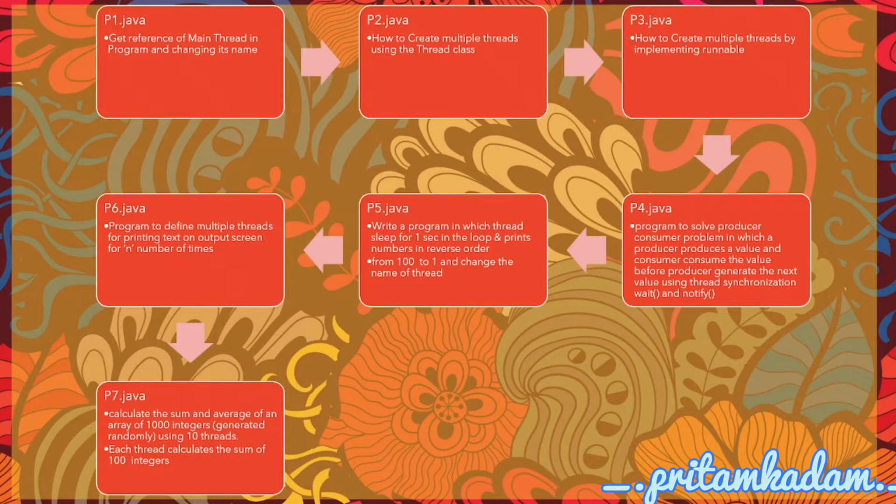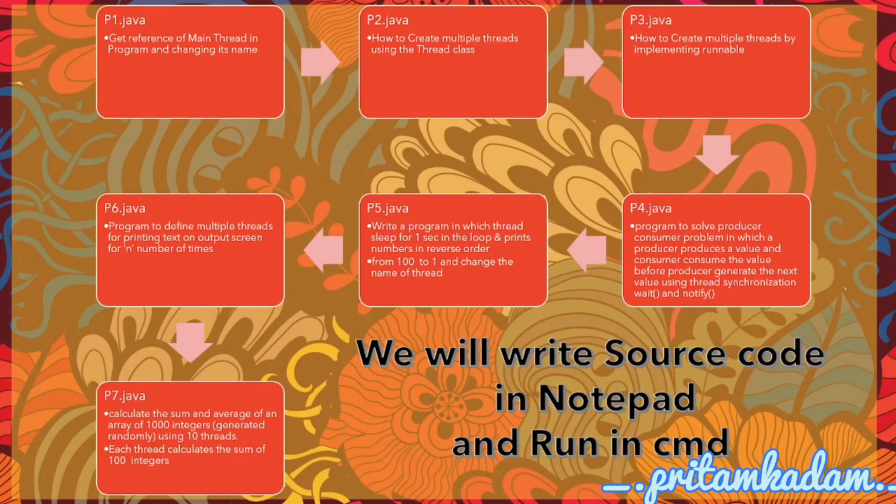p6.java, program to define multiple threads for printing text on output screen for n number of times. p7.java, calculate the sum and average of an array of 1000 integers generated randomly using 10 threads. Each thread contains the sum of 100 integers. And we will write this code in Notepad only, and we will run this in command prompt.